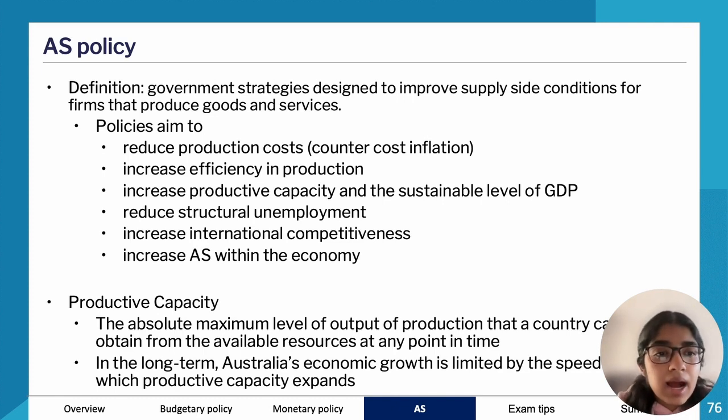Okay? We want to make sure production is efficient, so allocatively efficient, so resources are allocated in the best way possible, but also technically efficient, so that we are being as productive as possible, maximizing our production with minimal inputs. We want to increase our productive capacity, so we want to increase the total amount that we can supply with our given resources and make sure that our GDP grows sustainably.